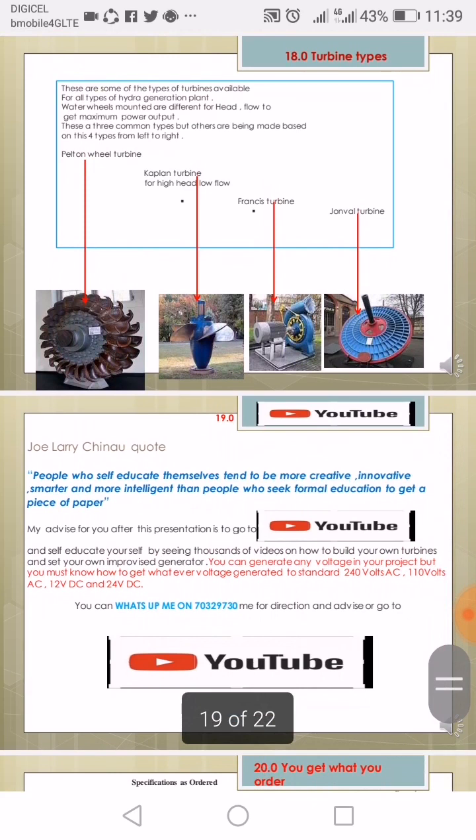Okay, let's go to the next slide. The first one there, turbine types. You have different turbines on the market. All the turbines in a generation plant take care of different head and flow to get maximum power. So you have Pelton wheel turbine and Kaplan turbine for high head, low flow, and then Francis turbine and Crossflow turbine. These are selected for low head, high flow, or high flow, low head, or in between, so that you can choose the right turbine to increase efficiency.